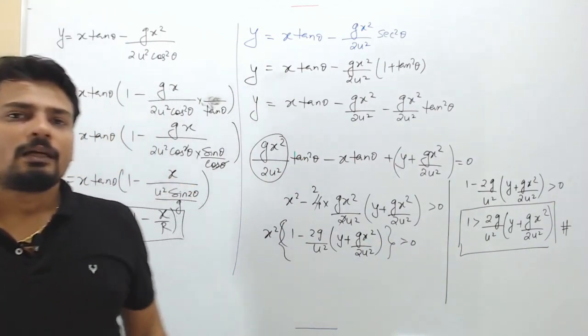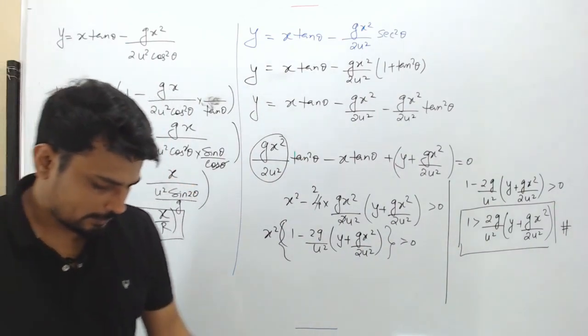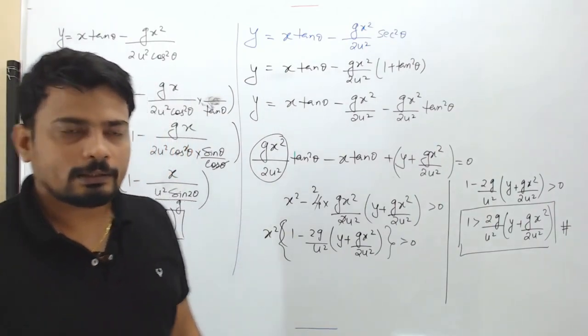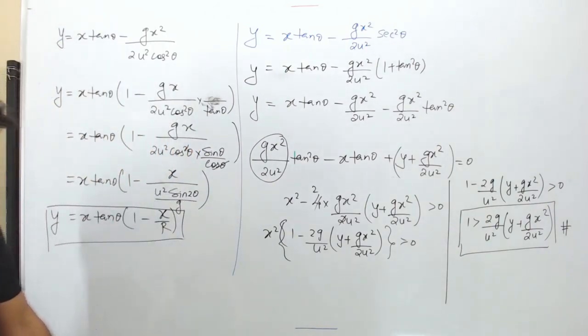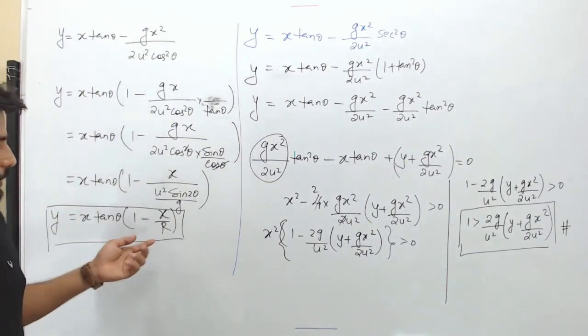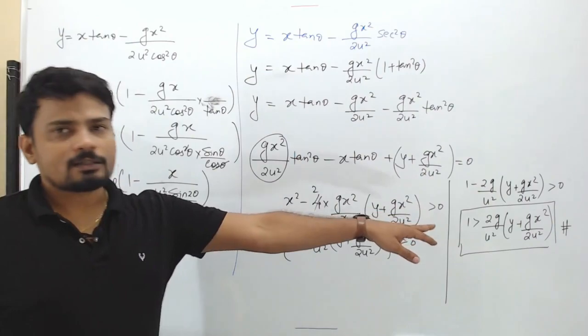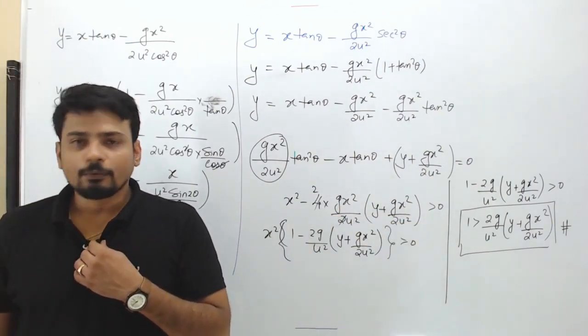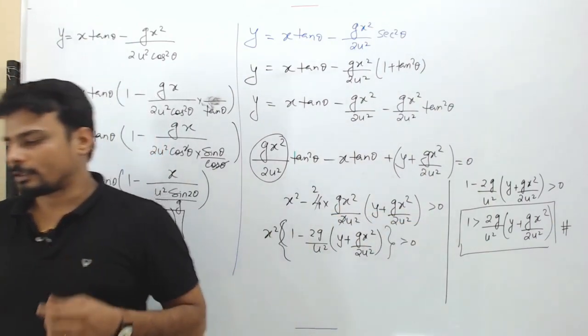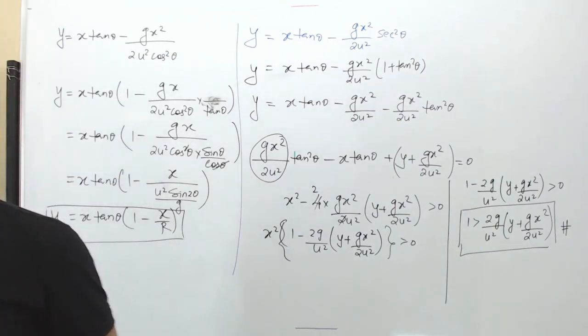The first one is y is equals to x tan theta minus gx square upon 2u square cos square theta. Second one that we have seen just now, that y is equals to x tan theta times 1 minus x upon r. So this is used when we have the range. Now this is a condition, which we use in a few questions in a good level question. तो ठीक है, इसको हम लोग बाद में use करेंगे.